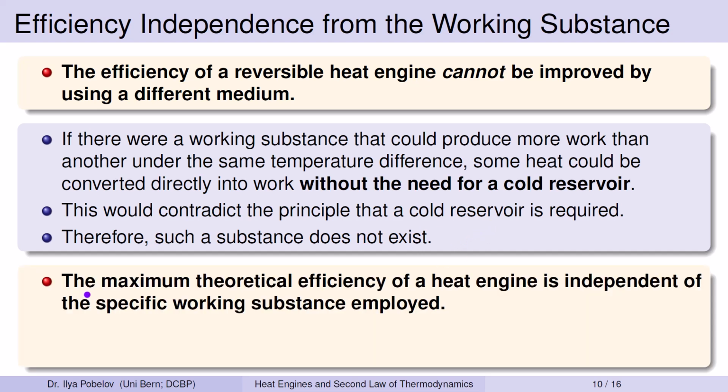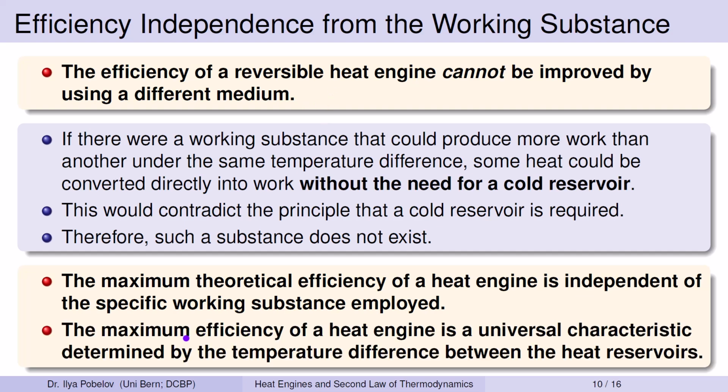We can conclude that the maximum theoretical efficiency of a heat engine is independent of the specific working substance employed. No matter what medium is used, whether it is water vapor, an ideal gas, or any other substance, the maximum efficiency achievable by a heat engine operating between two temperature reservoirs is the same as long as the engine operates reversibly. This outcome confirms Carnot's conclusion that the maximum efficiency of a heat engine is a universal characteristic determined by the temperature difference between the heat reservoirs rather than the specific properties of the substance involved in the cycle.